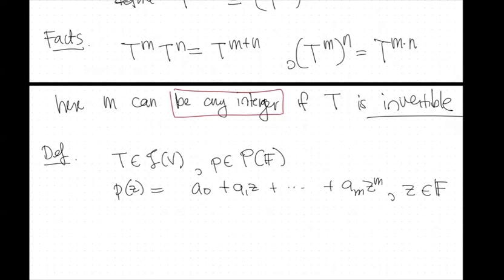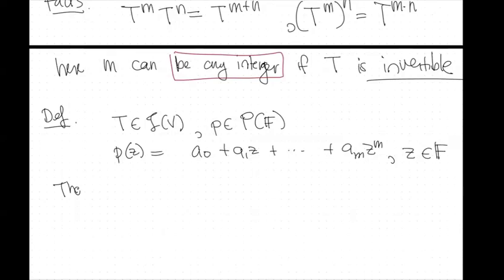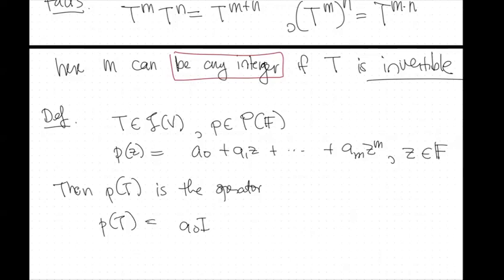Now the operator p(T), with respect to the linear map T, is the operator p(T) given by a0 I plus a1 T plus a2 T squared, and then up to am T to the m.